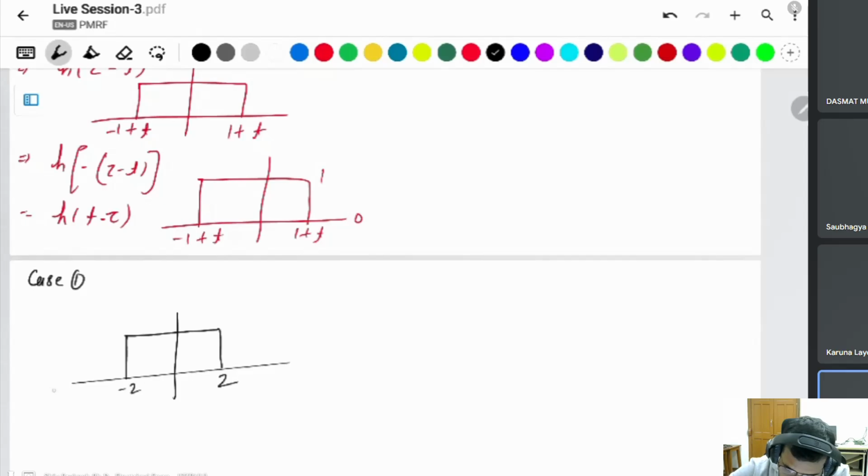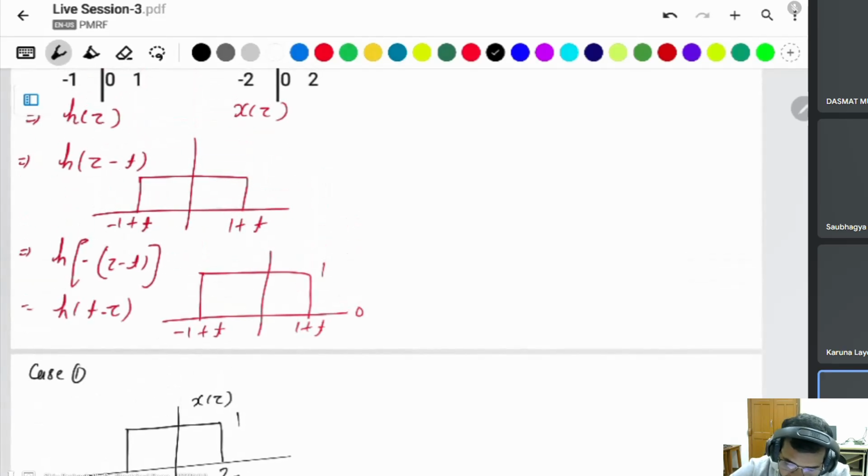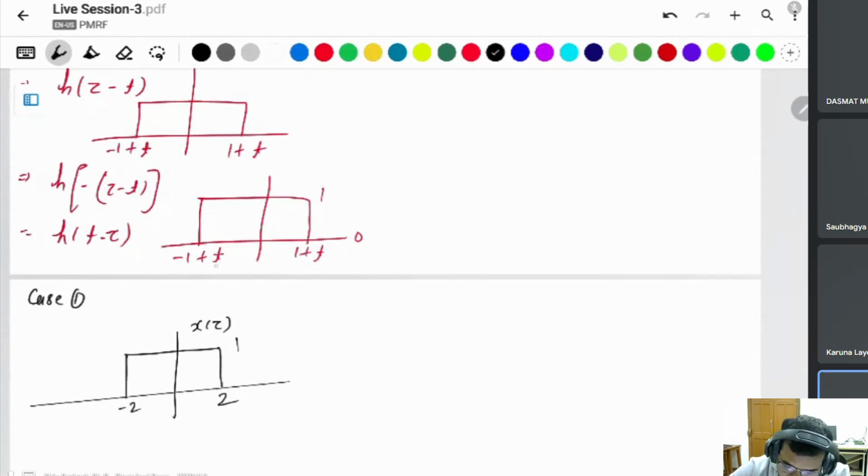Minus 2, 2, 1. x tau, and h of t minus tau. If 1 plus t is less than minus 2, we start from here and slowly go from left to right. We can also start from the right and slowly go from right to left. You can use both. Okay, I use left to right.